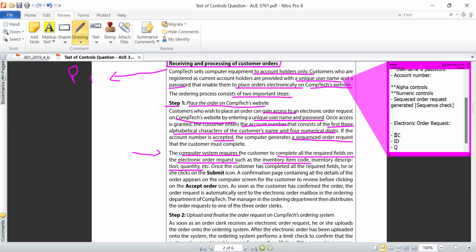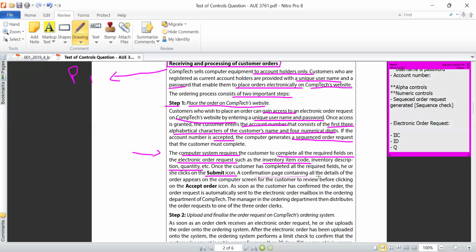It doesn't make sense. All right. Some inventory codes, yes, they might consist of both alpha and numeric characters. Depends. But let's find out. Once the customer has completed all the required fields, he or she should click the submit icon. All right. And then what happens?